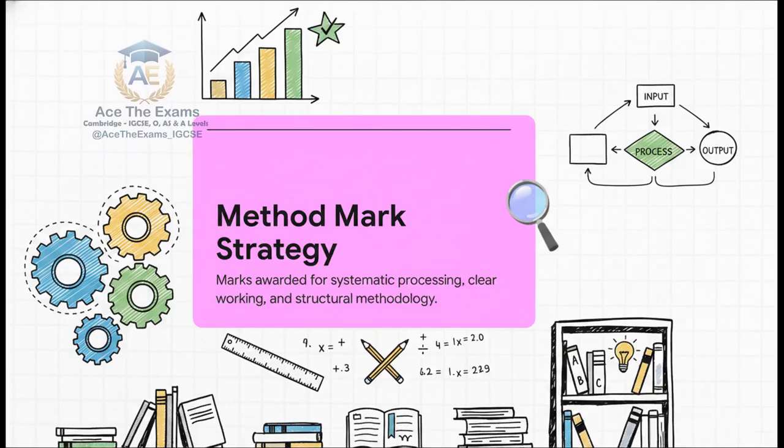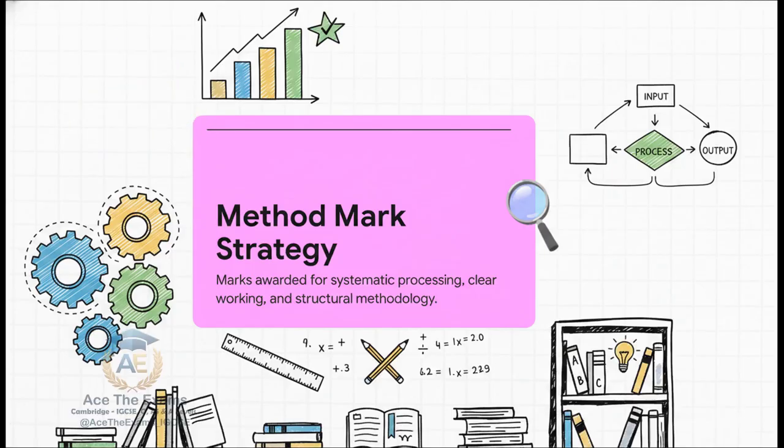Okay, let's resume. Let's look at the method mark strategy. This is a crucial concept. Examiners don't just want a concluding summary. They want to see the architecture of your argument. They actively reward the process of your problem solving. It's an assessment approach where marks are awarded for your systematic processing, your clear working, and your structural methodology. If your essay structure analyzing an Afrikaans passage is logical and sound, you are actually accumulating marks for your methodology as you write, not just for hitting the right final conclusion.